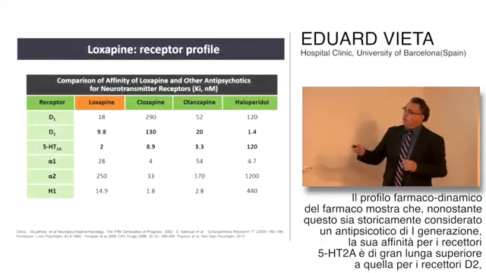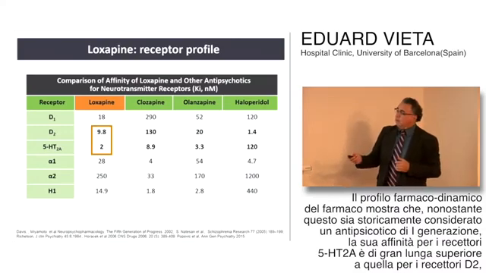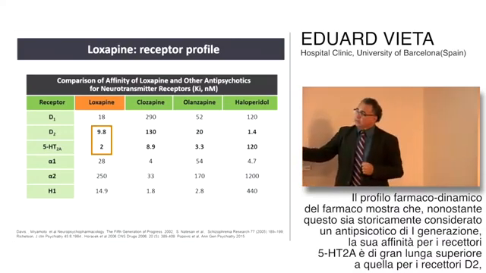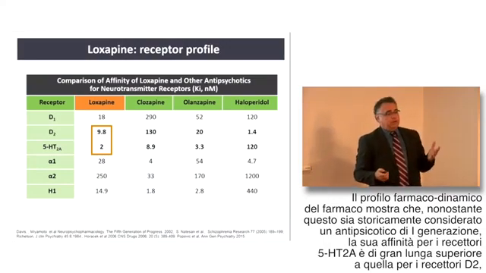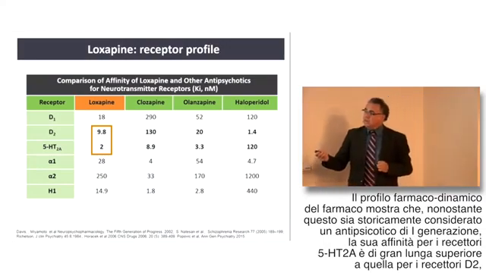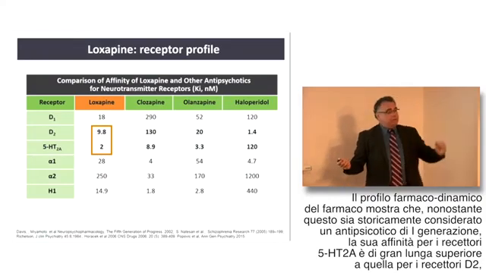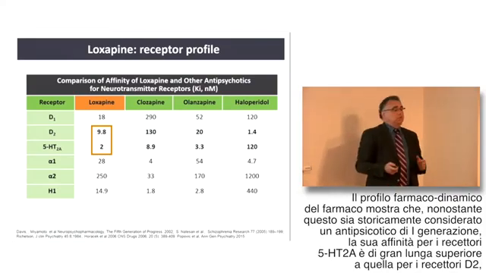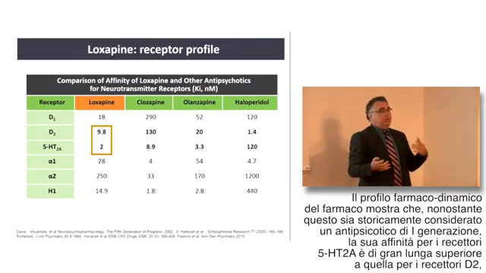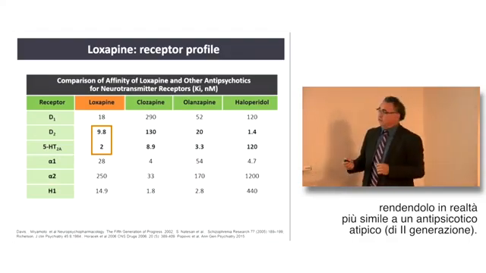Let me show you here the pharmacodynamic profile of the drug, and particularly this fact that even though it is historically considered a first-generation antipsychotic, in fact it behaves as a second generation because the affinity for the 5-HT2A is higher. You know that the lower the number, the higher the affinity, than the affinity for the D2. So loxapine behaves as an atypical antipsychotic, even though it's classified as first generation.